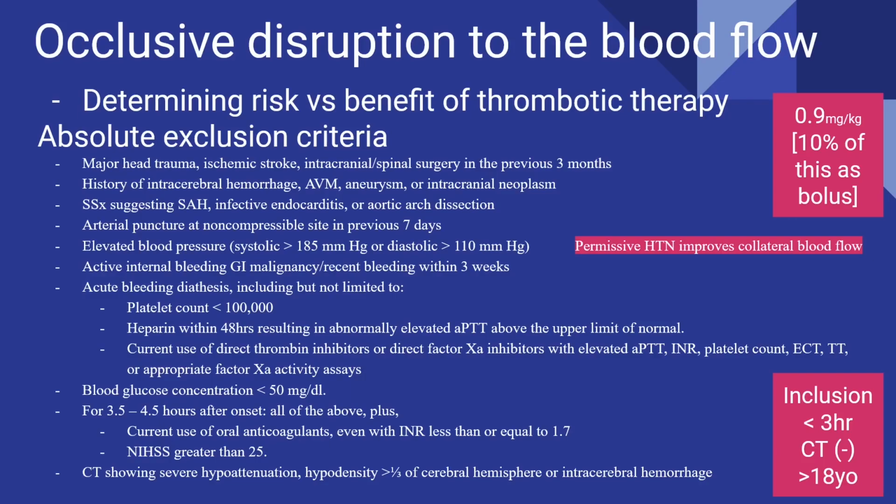We allow for permissive hypertension. That's why the blood pressure is allowed to be so high, because we want to try to perfuse collaterally with a high blood pressure. By having a high blood pressure, it'll kind of push through those collateral arteries and allow the blood to get to these underperfused areas from the direction it would normally go. TPA is given as a 0.9 milligram per kilogram dose, and roughly 10% of that is given as a bolus before it's infused over time.